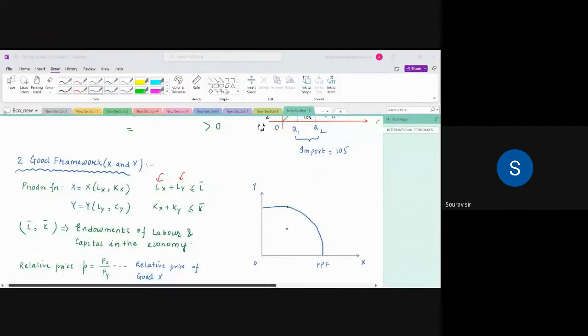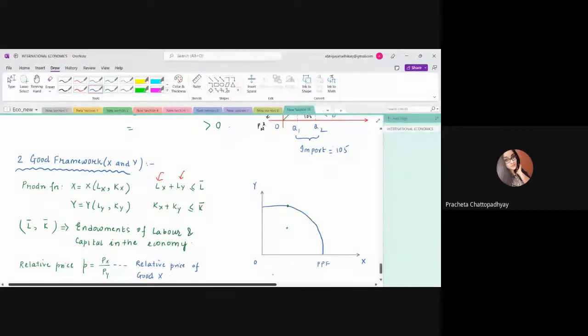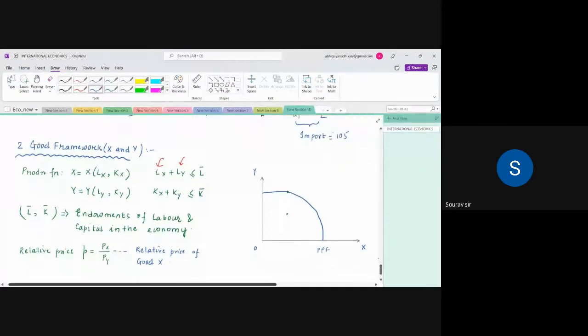Correct? So how will this relative price look? It basically looks like a negatively sloped line, and the point where it is tangent with the PPF indicates the equilibrium, or the production level, so to say. So this is the amount of X that the economy will end up producing, and this is the amount of Y that the economy will end up producing. This is how we get the production levels of the two goods.